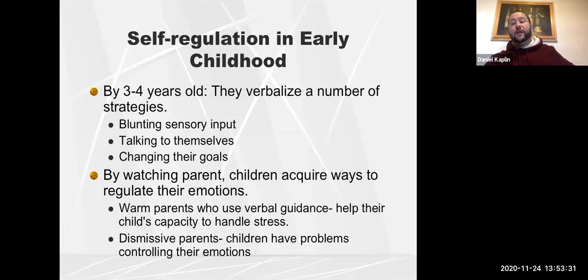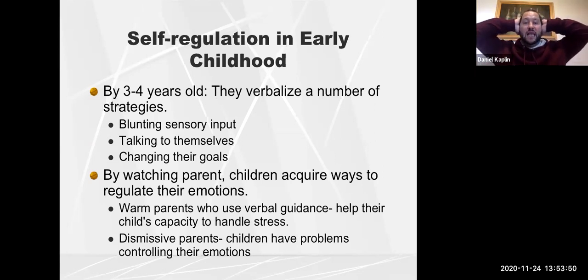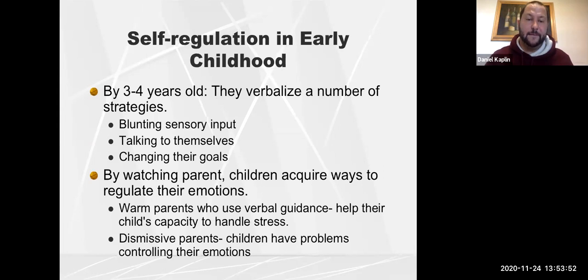Now, by 3 to 4, language is further developed. So now they can verbalize what's going on. So one thing they could do is blunt out sensory input. You might see a young child put their hands over their ears and be like, la, la, la, la, la. So they're not listening. Now, you might see that as an immature thing for an adult to do, but for a 3 to 4-year-old, that might be a tool they're using to self-regulate.